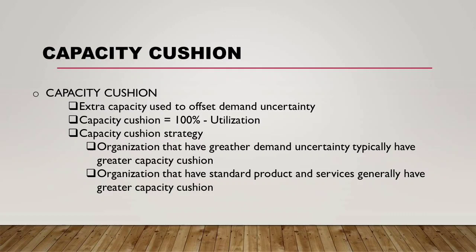So capacity cushion is equal to 100% less utilization. Organizations that have greater demand uncertainty typically have a greater capacity cushion, and organizations that have standard products and services generally have a smaller capacity cushion.